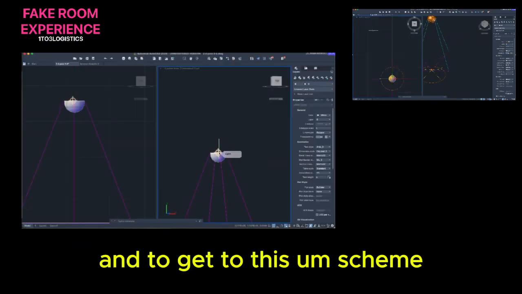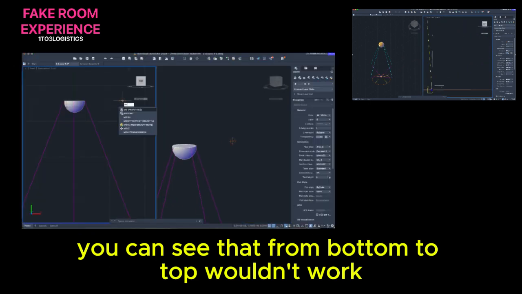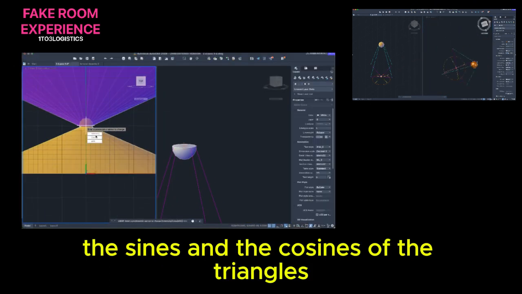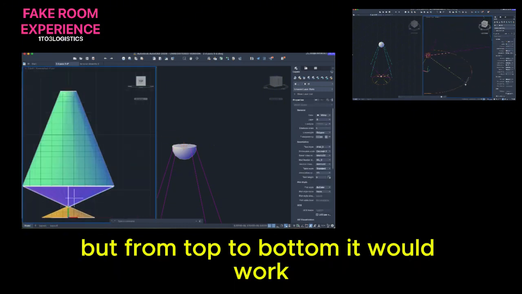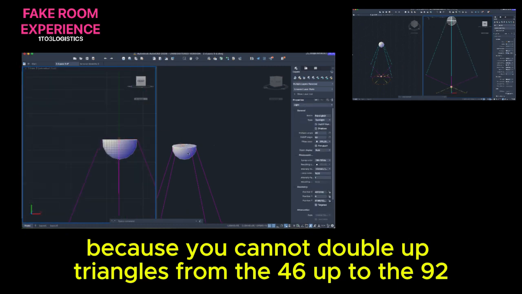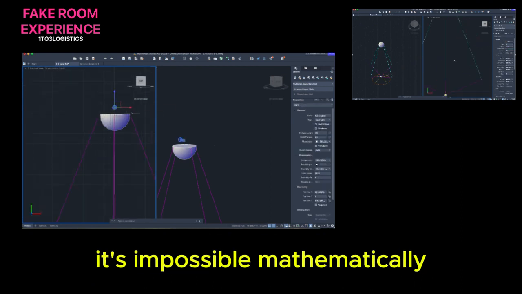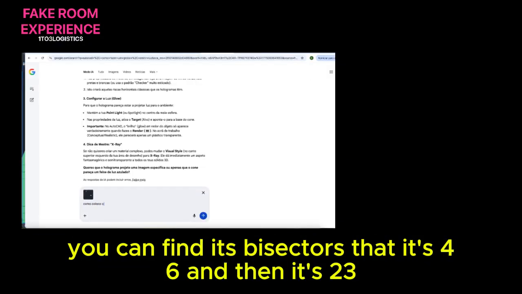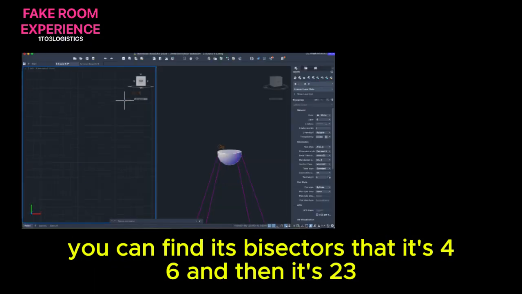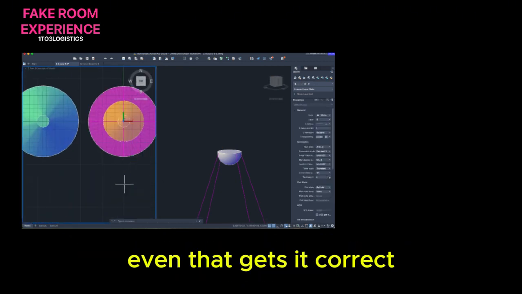And to get to this scheme, I studied a lot of physics and mathematics, and you can see that from bottom to top wouldn't work, the sine and the cosine of the triangles, but from top to bottom it would work because you cannot double up triangles from the 46 up to the 92. It's impossible mathematically, but you can go from top to bottom. From 92 you can find its bisectors, that is 46 and then 23, and so energy flows from top to bottom, and that gets it correct.